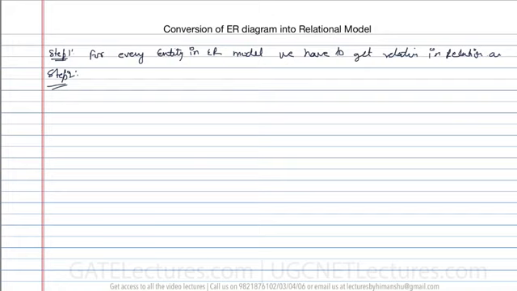When we have multi-valued attributes, we do not include them in the table of that entity. We create a separate table for the multi-valued attribute which contains a primary key. And if we have some n-ary relationship, then we create tables for those n-ary relationships also. Okay, so this is it for this. Let us look at the next topic now.